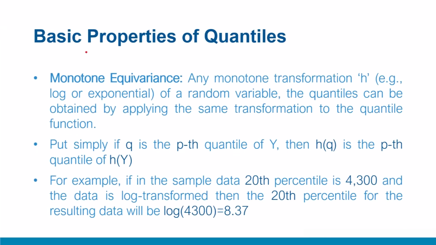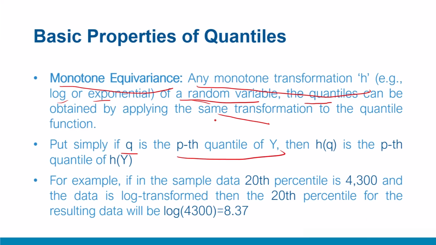One very important property of quantiles is monotone equivariance. Theoretically, for any monotone transformation h, such as log or exponential or any similar function of a random variable, one can still obtain the quantiles by applying the same transformation to the quantile function. What do we mean by this? In simple terms, if q is the pth quantile of y, then h of q is the pth quantile of h of y.